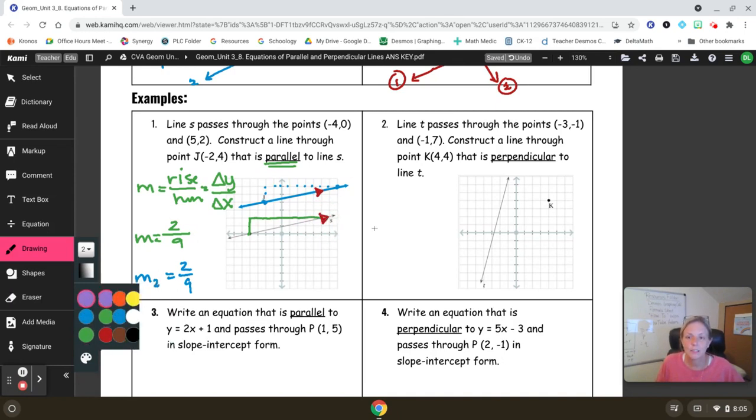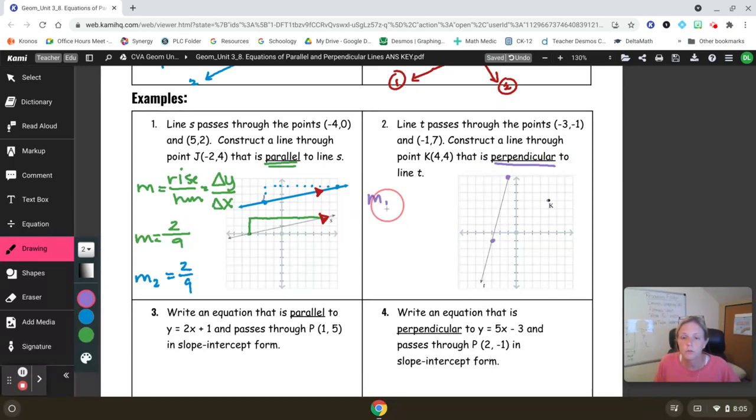Okay, let's look at the next one. This says line T passes through the points -3, -1, so this point here, and -1, 7 is this point up here. Construct a line through point K, which is 4, 4, that is perpendicular to line T. Same process. We have to find the slope of line T.